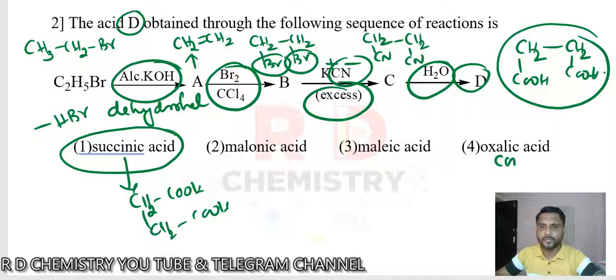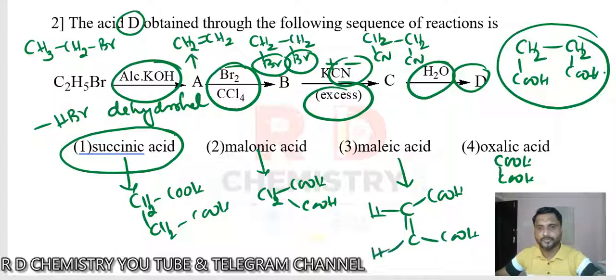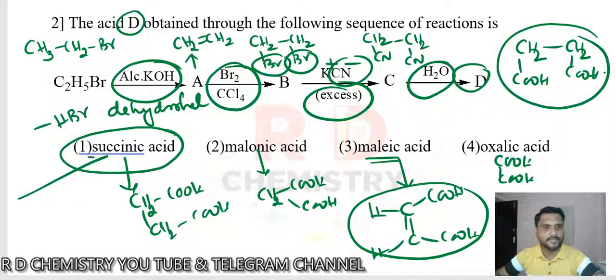Succinic acid is CH2COOH and CH2COOH. Oxalic acid is COOH and COOH. Malonic acid is CH2 attached to COOH and COOH. Okay. Maleic acid and fumaric acid are geometrical isomers. Maleic acid has a carbon-carbon double bond with the COOH groups on the same side. This is the cis form of the dicarboxylic acid, maleic acid. If it is the trans form, it's called fumaric acid. Okay, so for this question, the answer is option number 1, right?